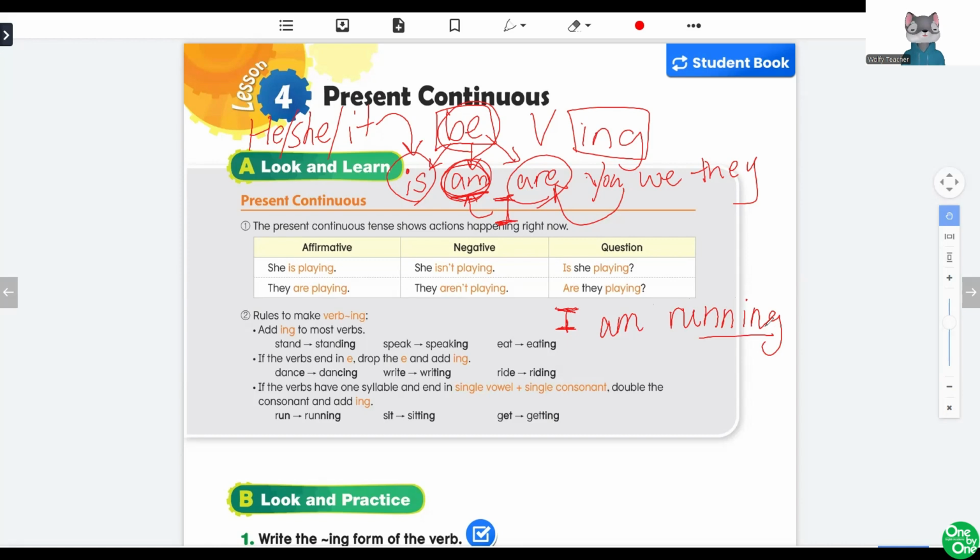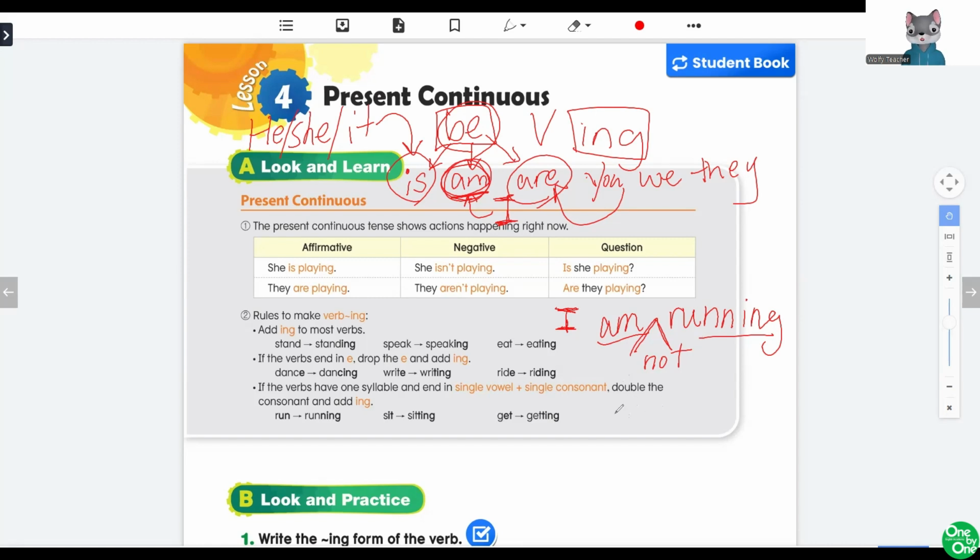Simple. But when we're trying to make it a negative sentence, what do we need to put? Of course, behind the be verb, we always need to use the word not. Right? So I am not running means 지금 달리지 않고 있다는 뜻이야. As simple as this. Now another one.